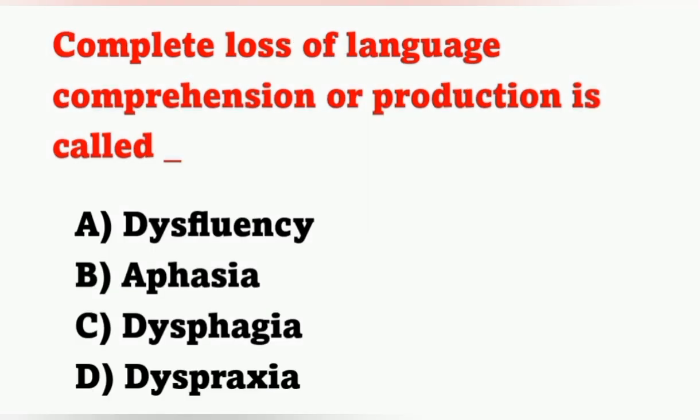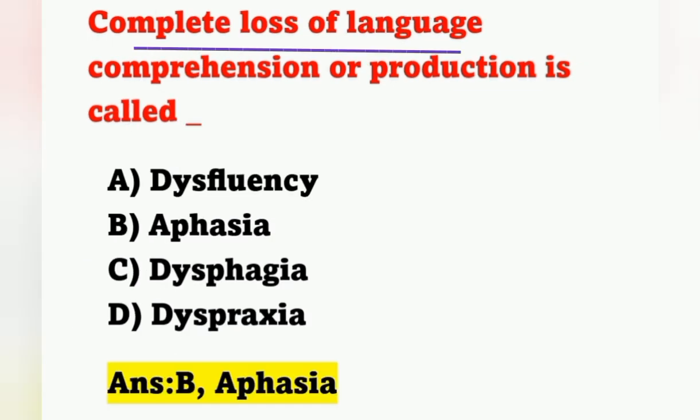Complete loss of language comprehension or production is called. Options: option A, dysfluency, option B, aphasia, option C, dysphagia, option D, dyspraxia. That means the person can't speak or can't understand words or language. We already discussed in the previous question, it is known as aphasia. Option B is the correct answer.